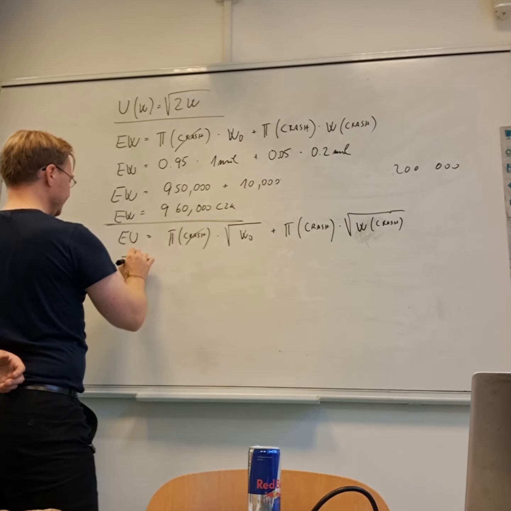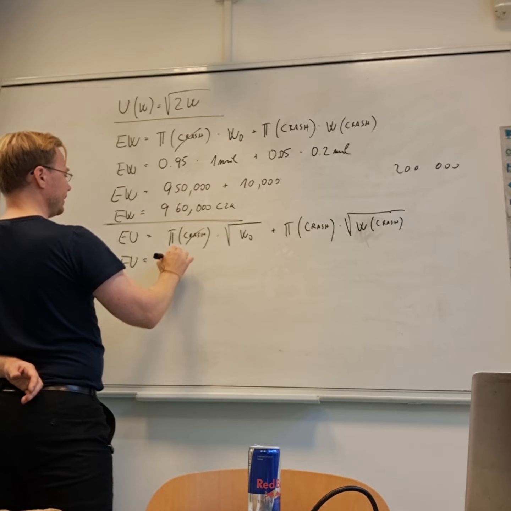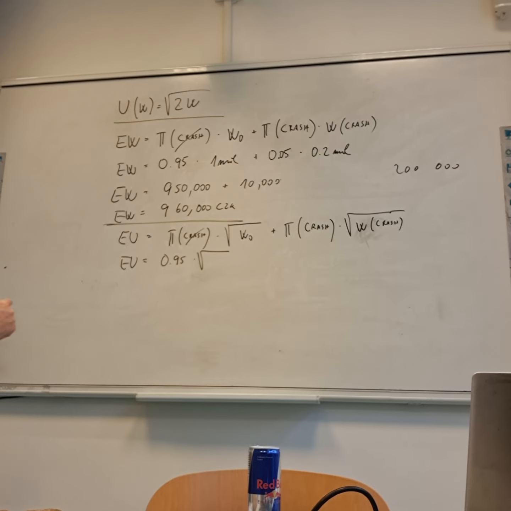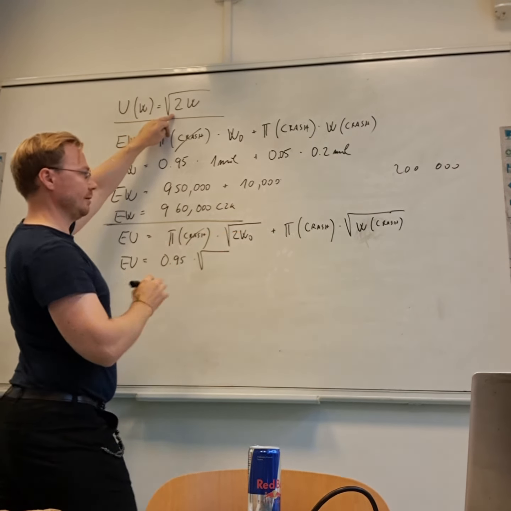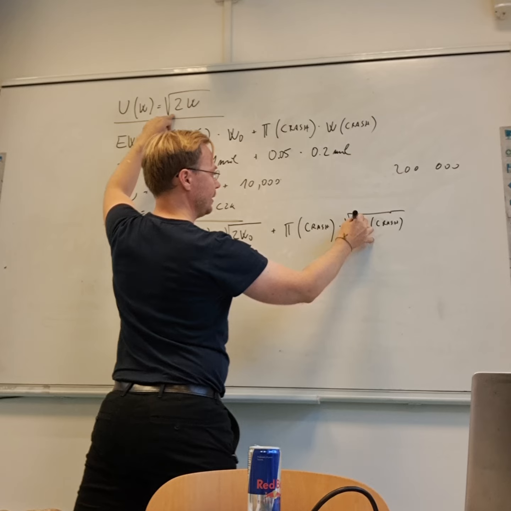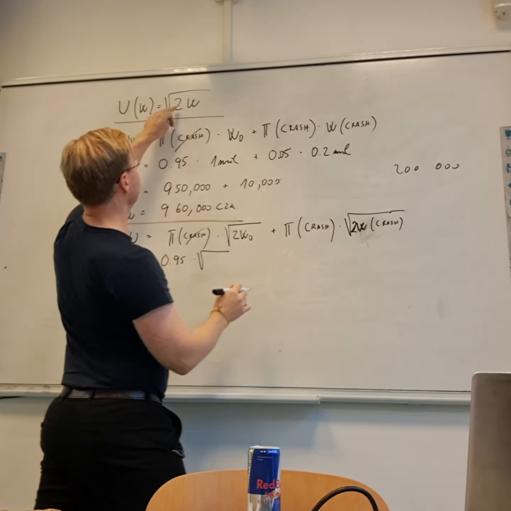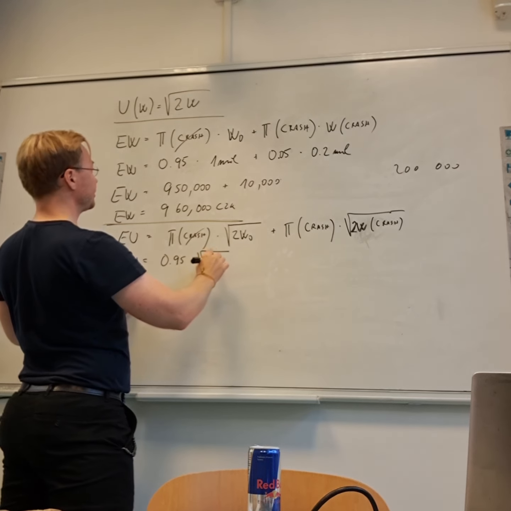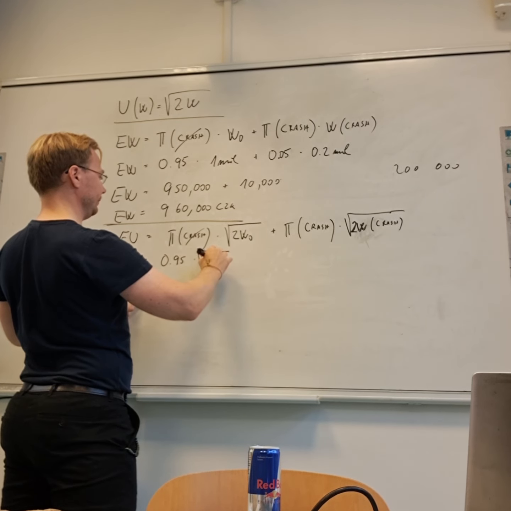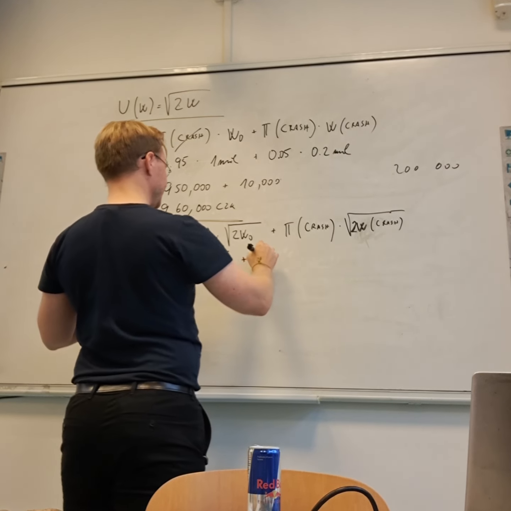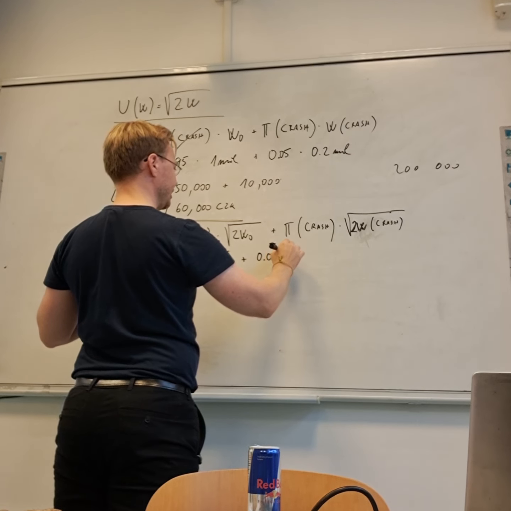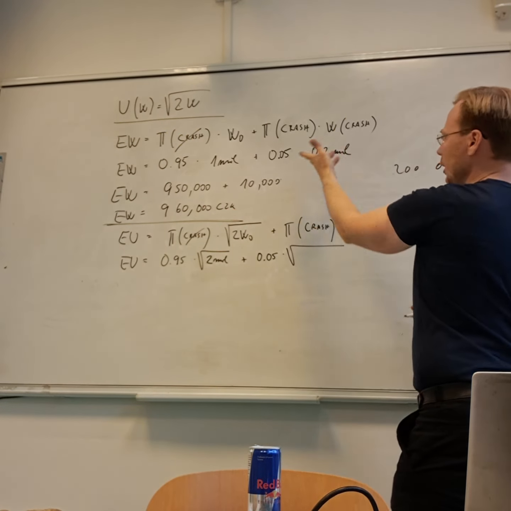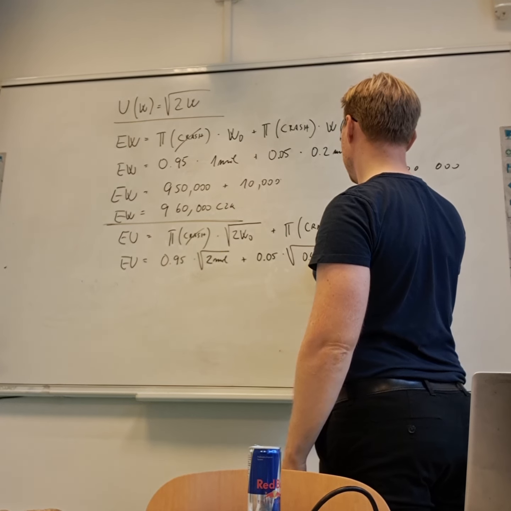So let's plug in the values. It will be 0.95 times the square root. We have the utility function 2w under the square root, so there must be the 2 in front of the w in this case. Okay, so it will be 2 times 1 million, so 2 million, plus 0.05 times the square root of 2 times, so it's 400,000, 0.4 million.